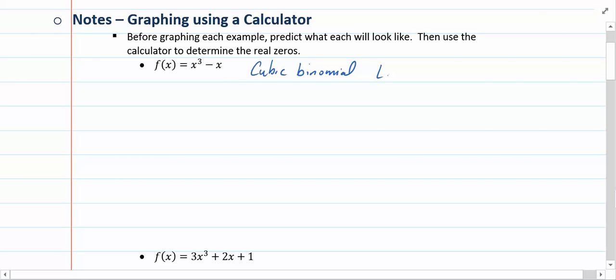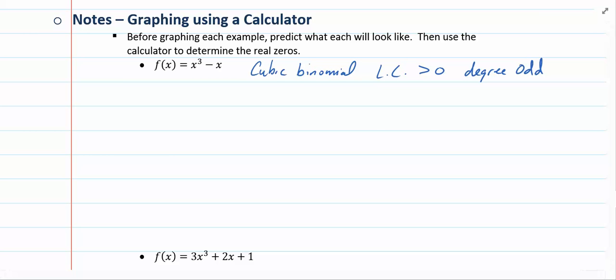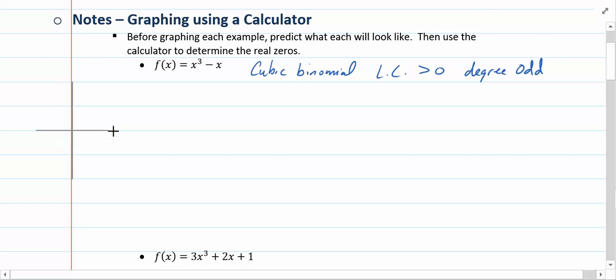And the leading coefficient is positive, and the degree is odd. So if we're thinking about what this shape might look like, we should recognize by end behavior and the degree perhaps what this will be. Because the leading coefficient is positive and the degree is odd, I know my tails have to go in this direction. And because the degree is 3, I know I can have at most 2 turns. So this is a picture of what the graph might look like.